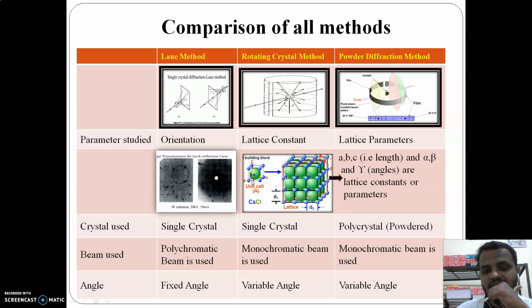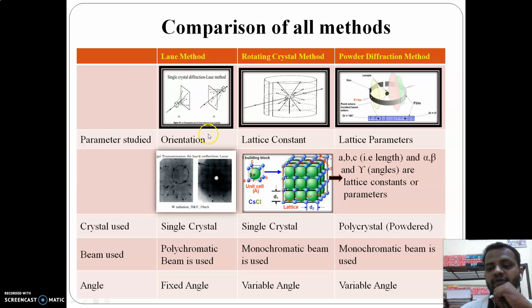Since lengths exist, the angles between C and A will also exist, and the other angles formed will also exist. So there are three angles, denoted here by alpha, beta, and gamma. For the single lattice, the A, B, C, that is the lengths, and alpha, beta, gamma, that are the angles, are considered the lattice constants, and these are also referred to as the lattice parameters. So in the rotating crystal method or the powder diffraction method, what we study is the lattice constants or lattice parameters. These values are not studied in the Laue method.